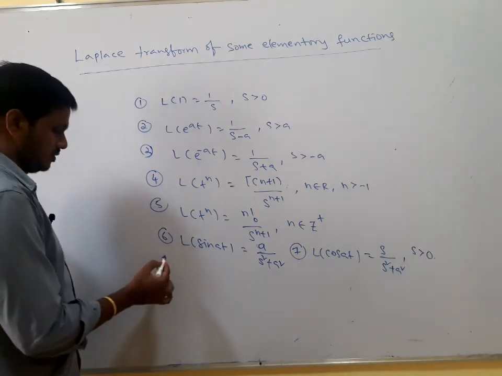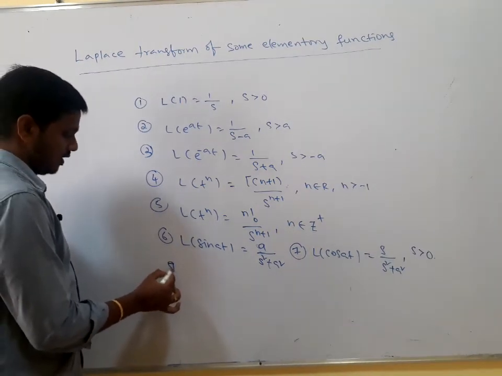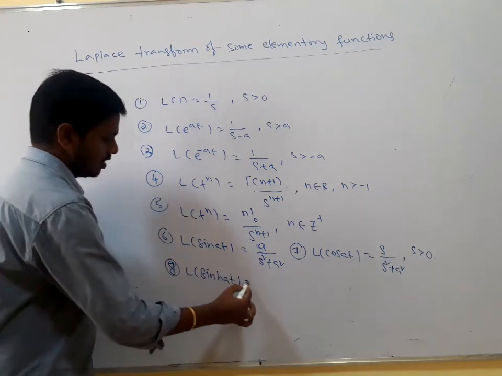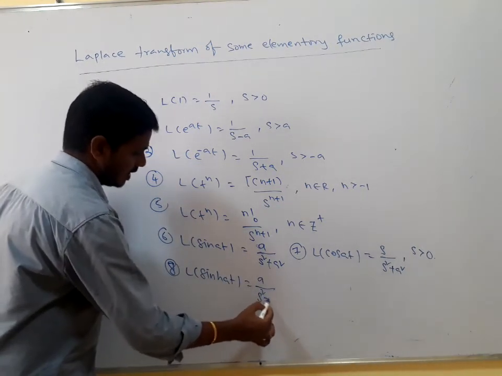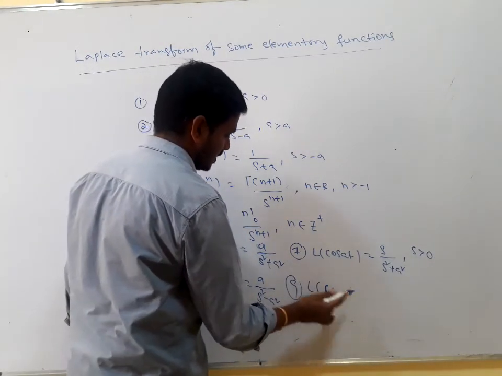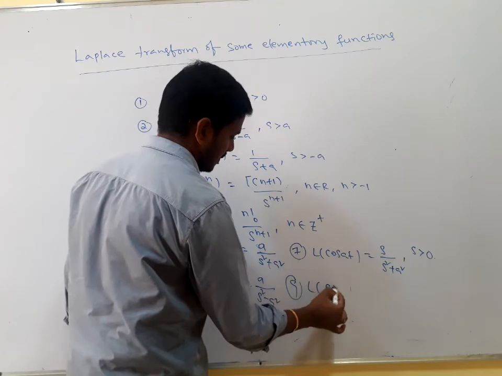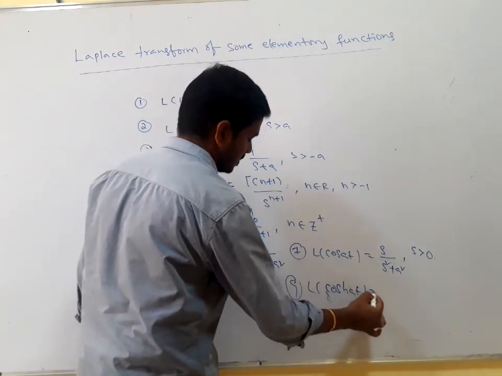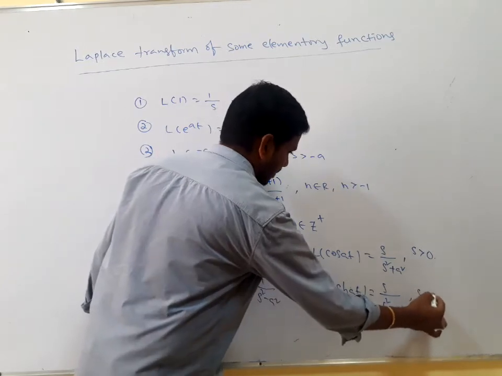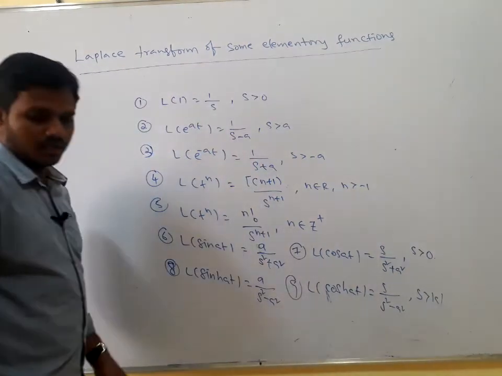Next, eighth one: Laplace transform of sinh at is equal to a divided by s square minus a square. Ninth one: Laplace transform of cosh at is equal to s divided by s square minus a square, s greater than mod a.